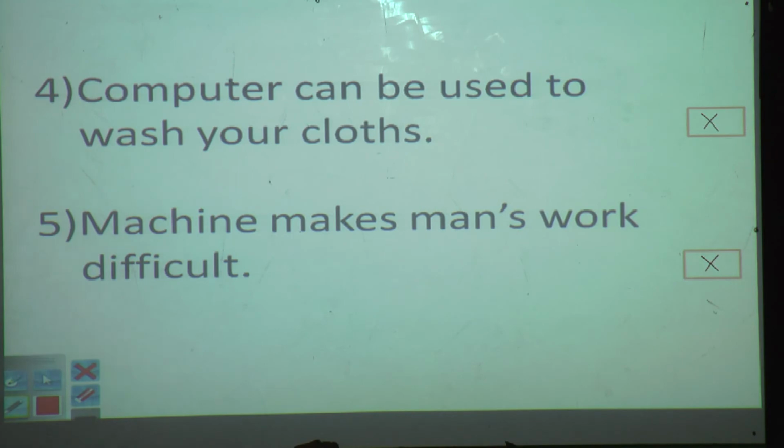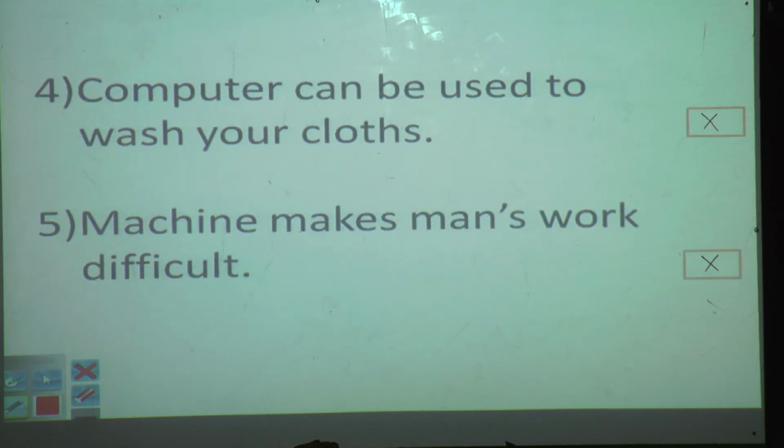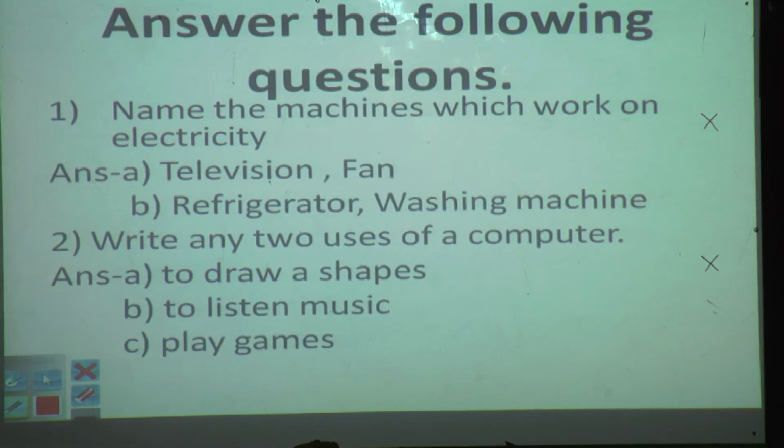Okay. What have we seen? Computer works on its own. It is wrong. Computer helps us to do our work faster and quicker. It is true. Machines are man-made things. It is true. Next one is computer can be used to wash your clothes. It is false. Machine makes man's work difficult. It is also wrong. Now next one is answer the following.